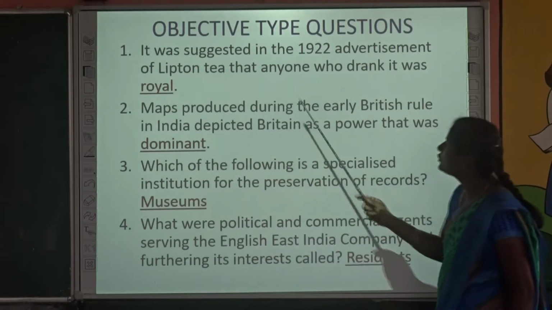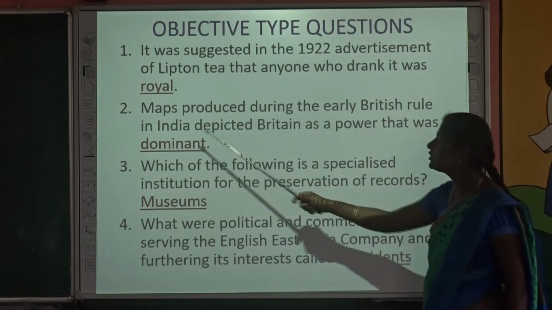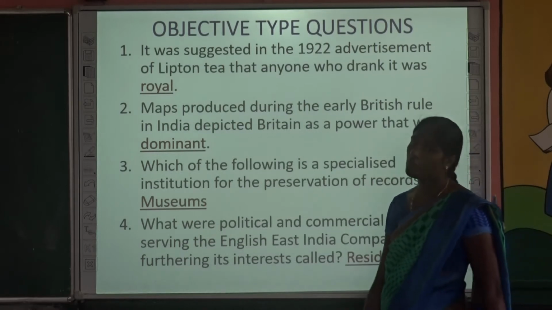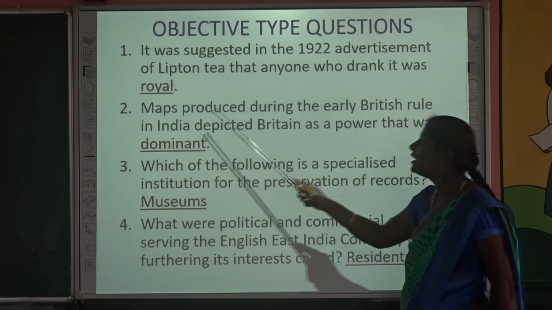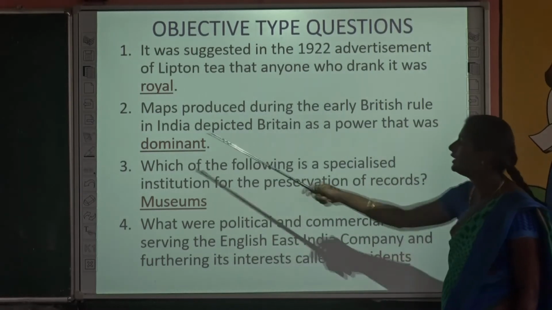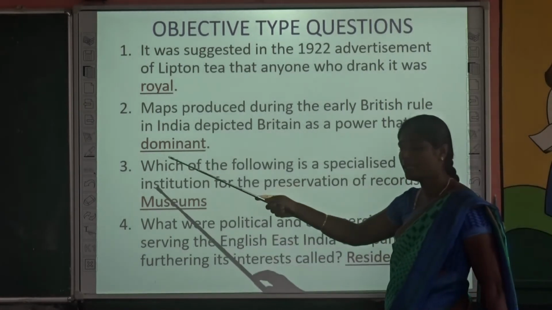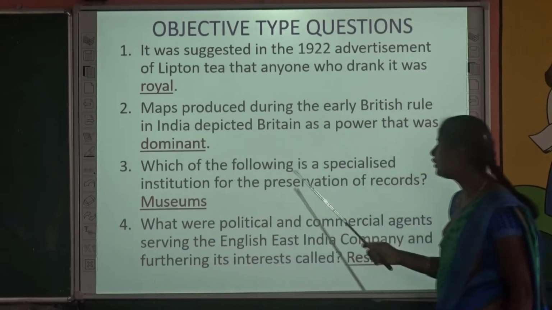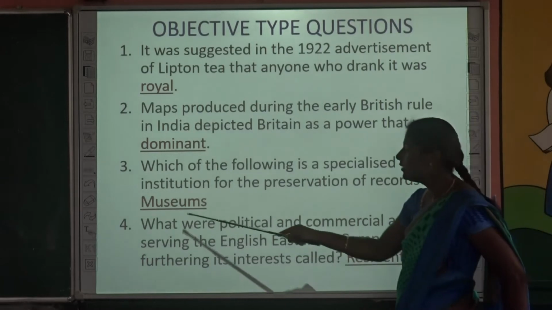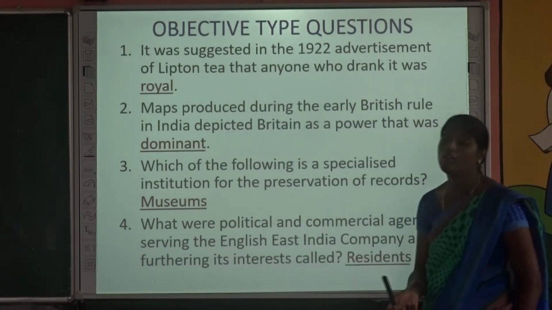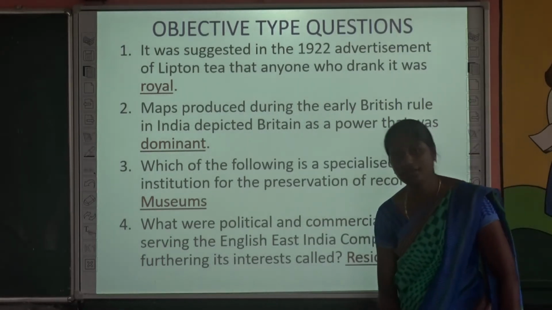And maps produced during the early British rule in India depicted Britain as a power that was dominant. So British was a dominant power. They dominated other rulers. So the maps produced during the early British rule in India depicted Britain as a power that was dominant. And your third one is, which of the following is a specialized institution for the preservation of records? Answer is museum. So we can see all the records in a museum. A museum will preserve all the records.